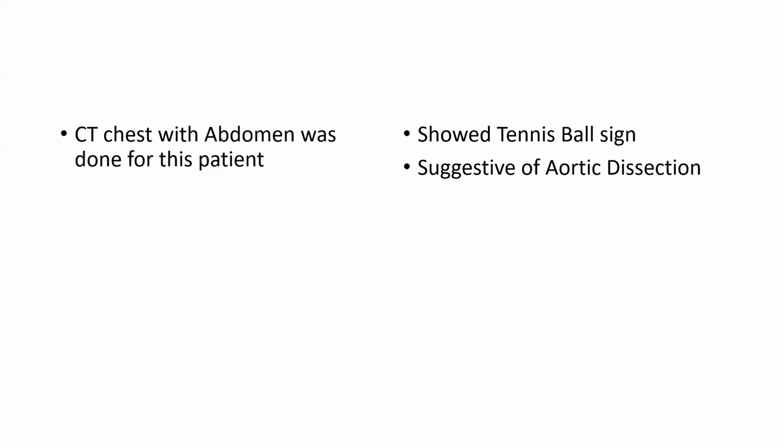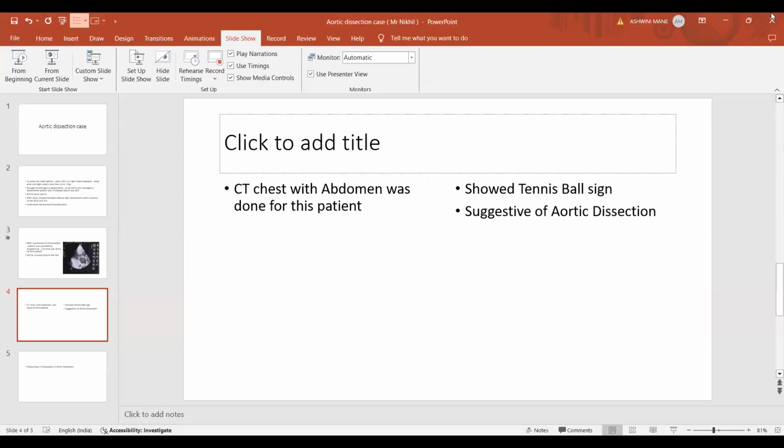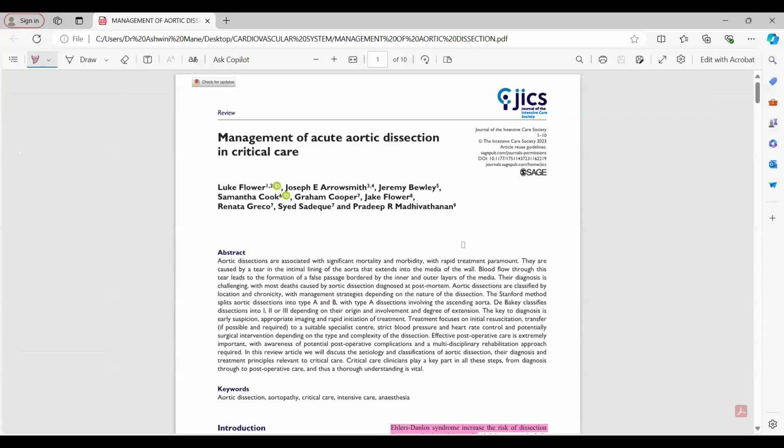So we had done CT chest with abdomen, which showed the tennis ball sign, which was suggestive of the aortic dissection. So we'll have a brief discussion of aortic dissection now. We will see with the help of this article how to manage the aortic dissection in the critical care.